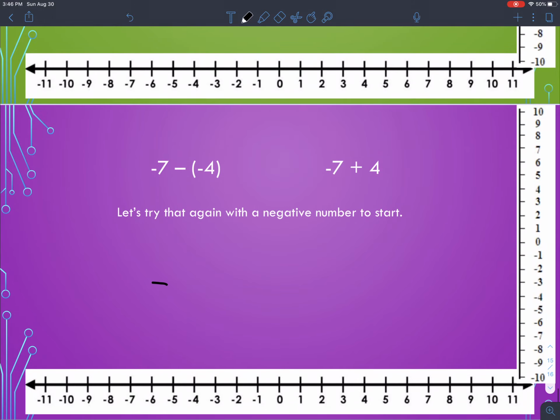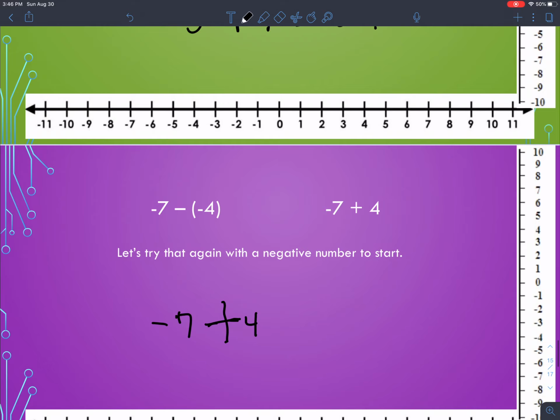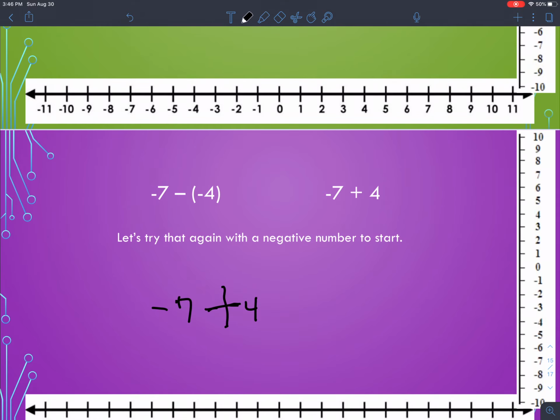And negative 7 minus negative 4, if we have the parentheses there, we can use them, or we can erase them, and it makes it a little bit easier to change that to negative 7 plus 4. Okay, that should be it for our examples, and you should have a couple questions to try on your own. Good luck.